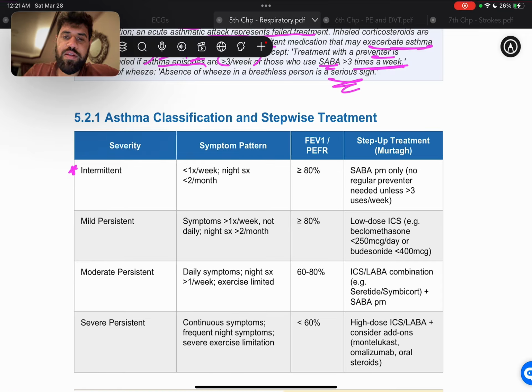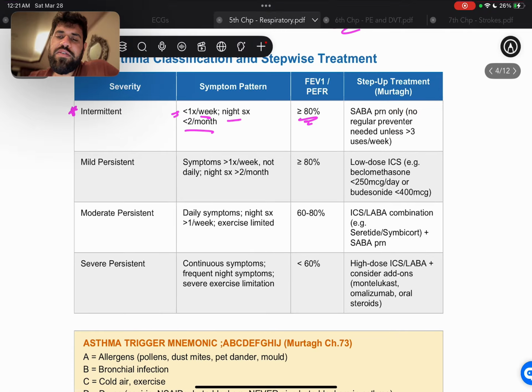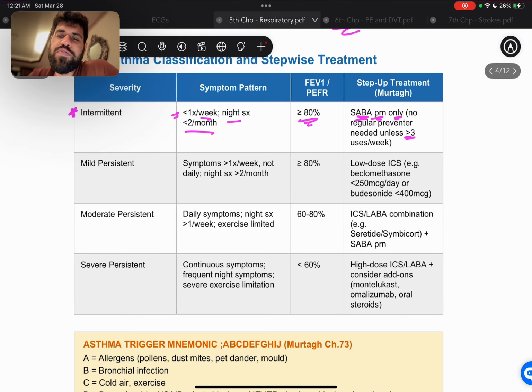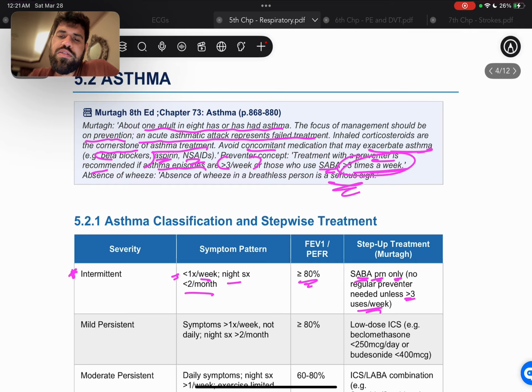What does intermittent mean? There are less than 1 episode per week, and night symptoms are less than 2 times per month. So the differentiation is that these symptoms are considered both in the nighttime and per week time. So less than 1 time per week or less than 2 times per month is intermittent. And FEV1 by PEFR ratio is going to be more than 80%. All right, and in this step-up treatment management, we only give SABA PRN only, and no regular preventer is used unless this SABA is being used for more than 3 times per week. Remember this, more than 3 times per week.